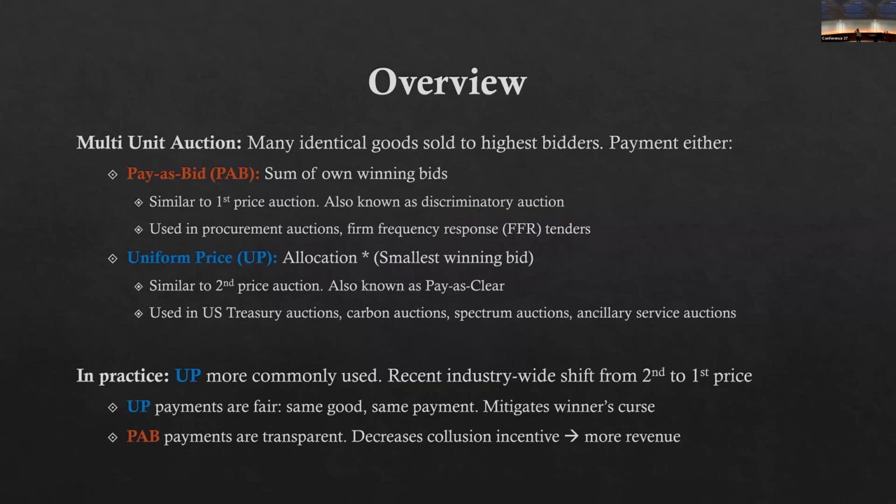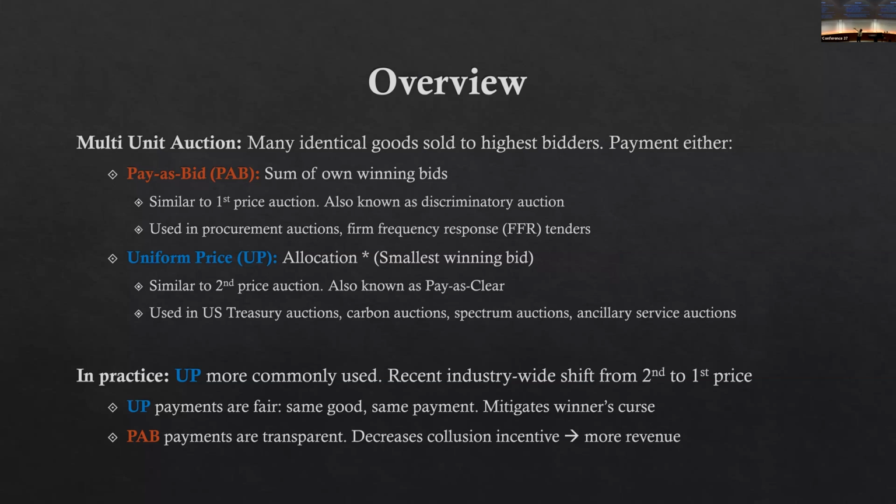So in a multi-unit auction, there are many goods being sold, many identical goods. And the winners pay one of two things. Either pay-as-bid, which is kind of like a first-price variant, where if you win an item, you're just charged whatever you bid for the item, or there's the second-price variant, which is called uniform price, where everyone is just charged whatever the lowest winning bid was.